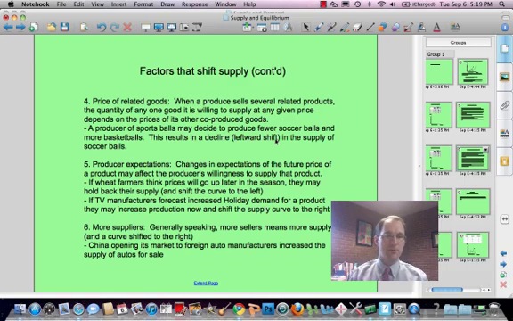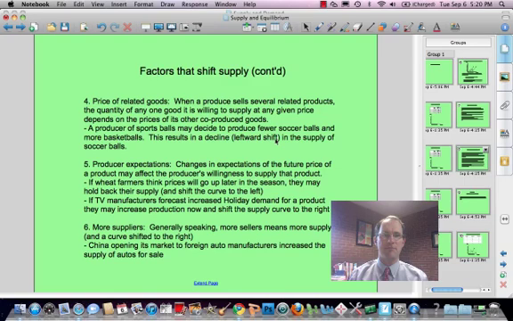Number six, more suppliers. Generally speaking, and this is just sort of a rule to get used to, more sellers means more supply, at least in the short run. More sellers in the market supplying more products generally will shift the curve to the right. Think of, for example, China opening its market to makers of foreign cars, so GM and Chrysler and Maserati and other makers. That increased the supply of autos for sale in China, moved that entire supply curve to the right.